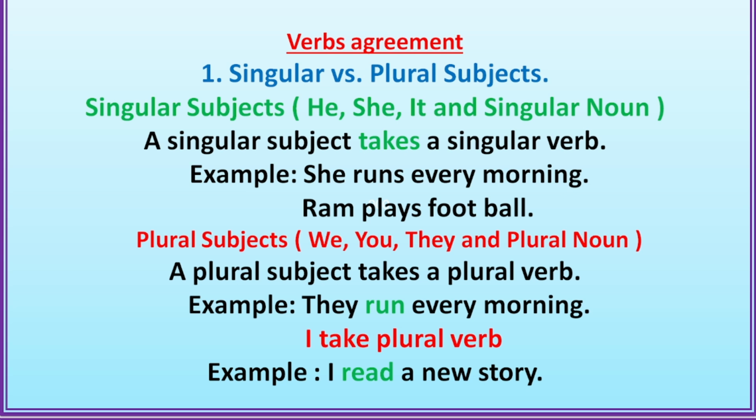Example: She runs every morning. Another example: Ram plays football. Here Ram is singular, she is also singular, so we have to use singular verbs. A singular verb means V5. Here runs is V5, and plays is also V5.